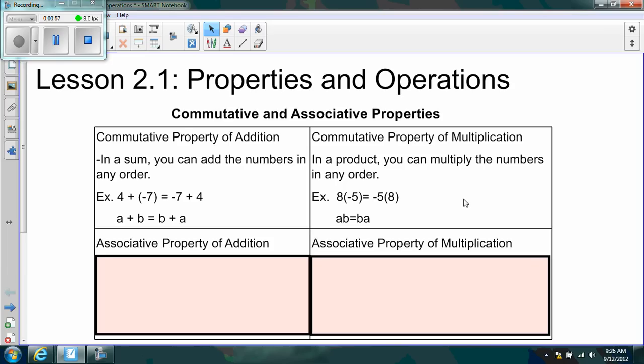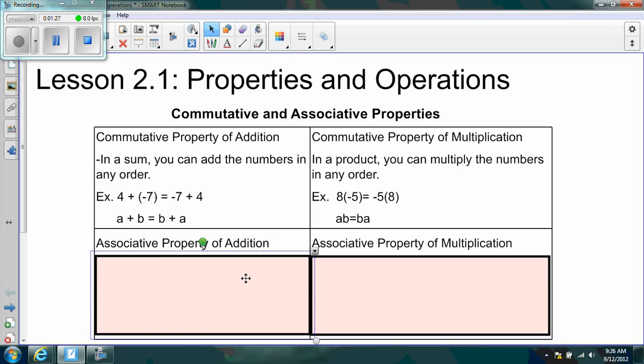It's the same thing. In a product or multiplication problem, you can multiply the numbers in any order. So you could say 8 times negative 5, or negative 5 times 8, or a times b and b times a. That's because the order doesn't matter in these problems. And I believe you're familiar with this. But it's not the case when you have subtraction and division. And we'll get into that later.